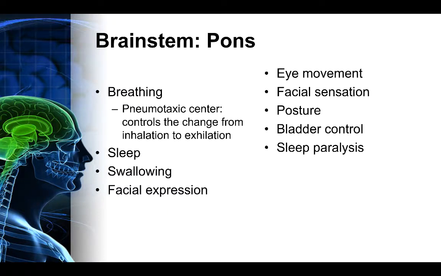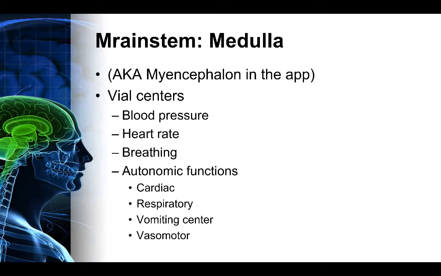Facial sensation, so another cranial nerve. Posture, bladder control, and sleep paralysis. And bladder control is a big part of head traumas. If a patient has lost continence and urinated on themselves after hitting their head, that's a significant sign.